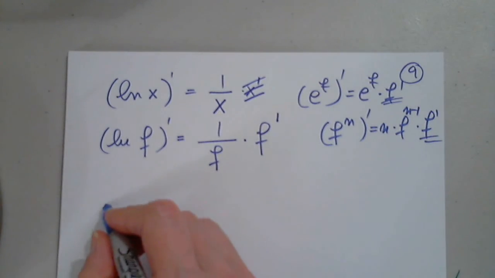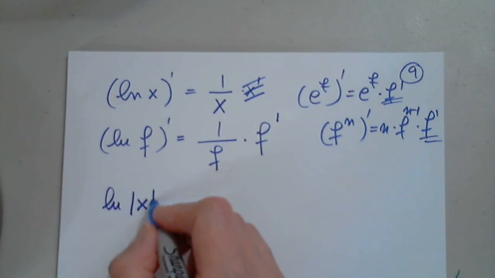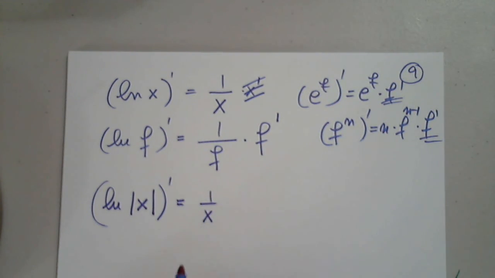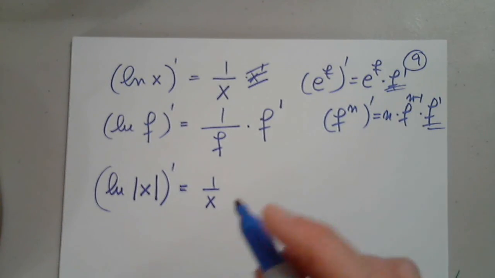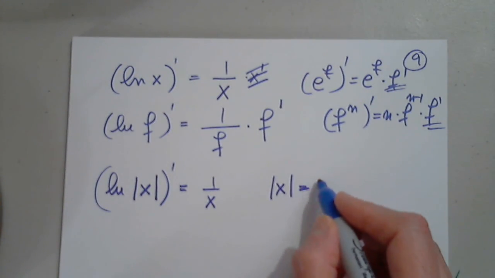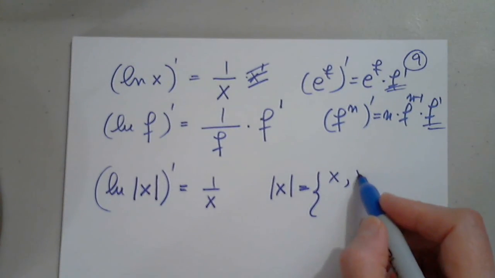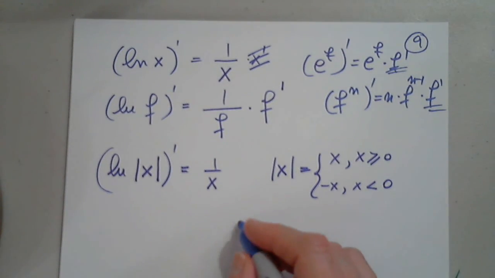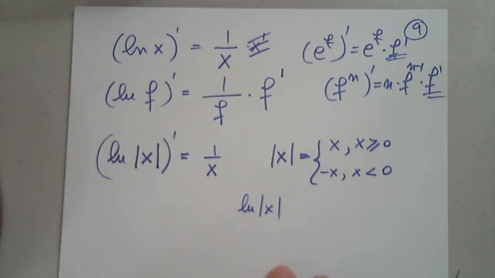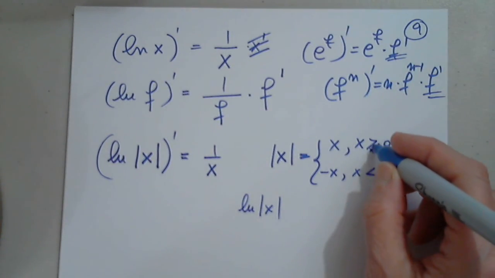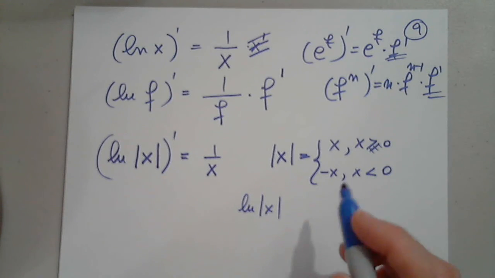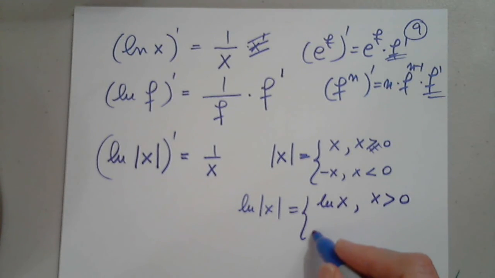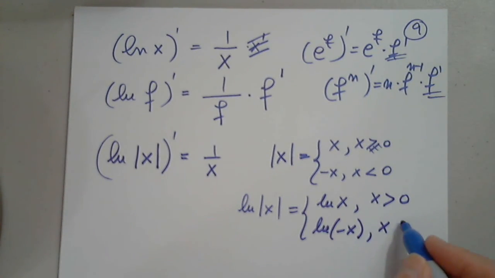Also, we can prove that natural log of the absolute value of x, prime, is only 1 over x as well. Let's do it just quickly. The absolute value of x, as we discussed a long time ago, is x for x greater than or equal to 0, or negative x for x less than 0. But when we apply it to natural log, I cannot have 0 in natural log. Don't erase it, I'm just making a point. So this could be only natural log x for x greater than 0, or natural log of negative x for x less than 0.